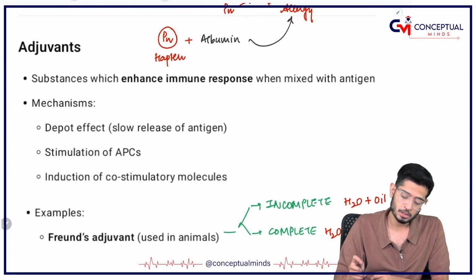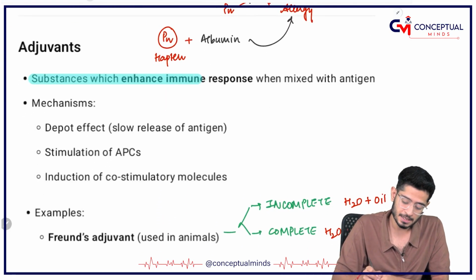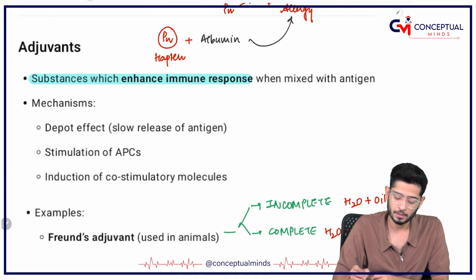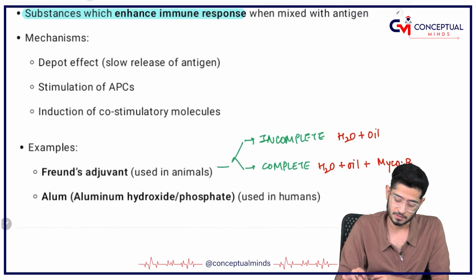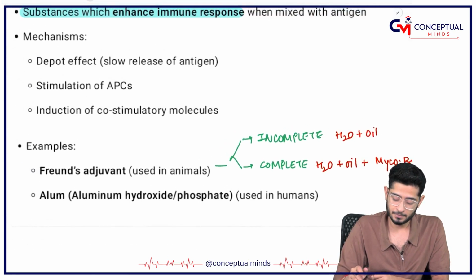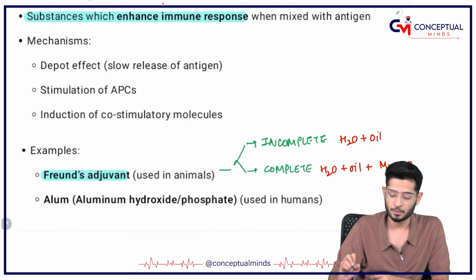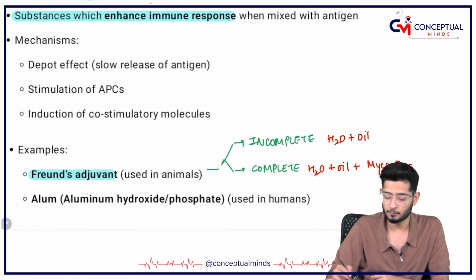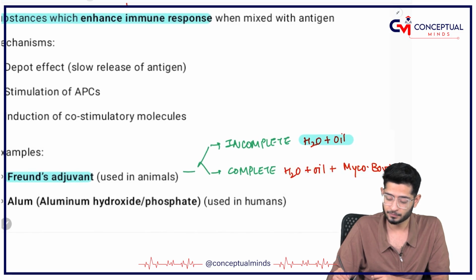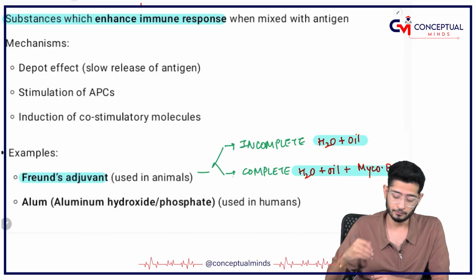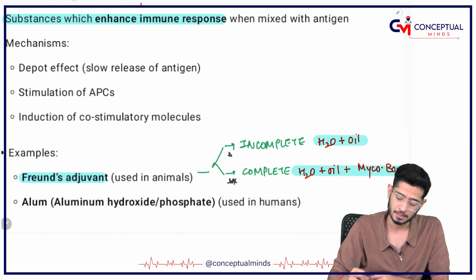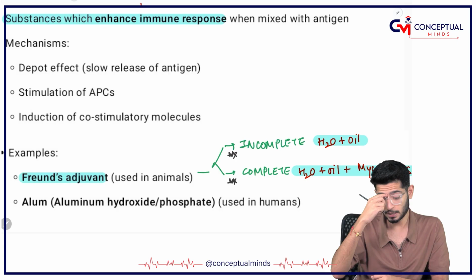Alright, so what are the substances which enhance the immune response? There are many. For example, we have Freund's adjuvant, which is water and oil, or water and oil plus Mycobacterium bovis. If Mycobacterium bovis is added, this becomes the complete Freund's adjuvant. If it is not added, it is incomplete Freund's adjuvant.